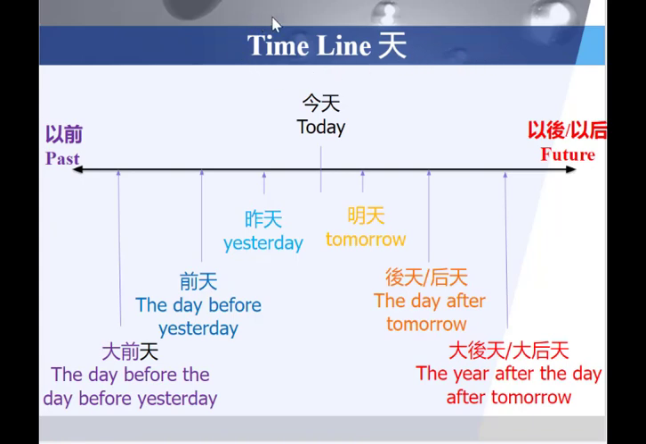Now let's go through the timeline for 天. Here in the middle of the timeline, I have 今天 today. And going towards the left, it's 以前. 以前 means before, so it's going towards the past. And going towards the right, it's 以后, later or in the future. I'm starting with 天 because you already know 今天 today, tomorrow, 明天, 昨天 yesterday, right? So let's go to 以后, go towards the future.